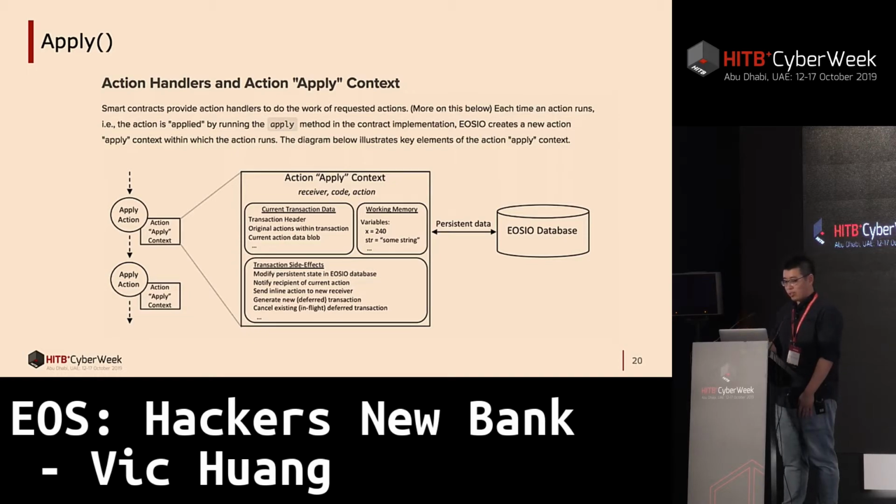The logic of the code in the apply function will deal with all the actions between the account and the contract, and in the interactions, write some data to the EOS database. But there are some side effects. When you accept actions from another account or contract, it may generate new transactions. So that's something like the usage of the apply function.